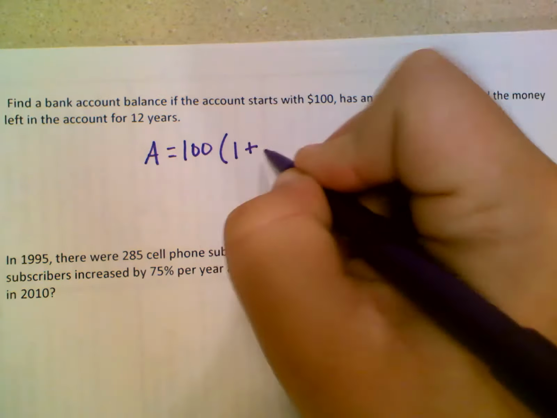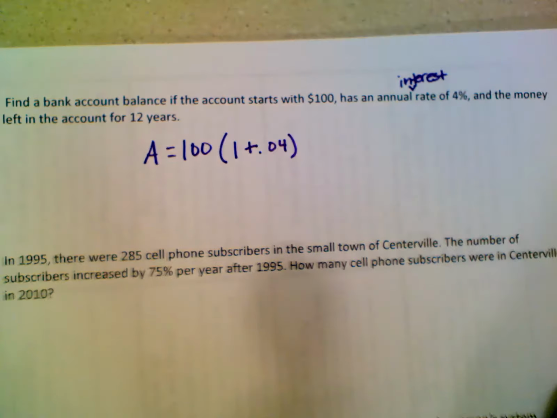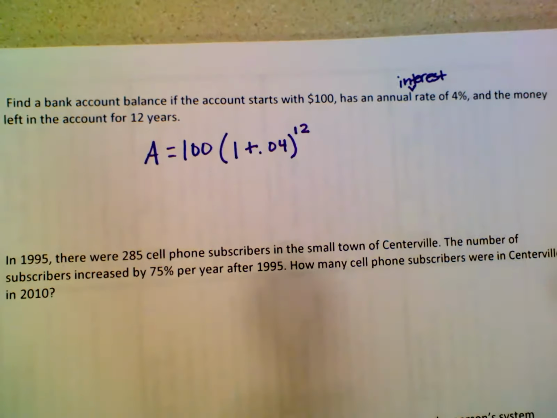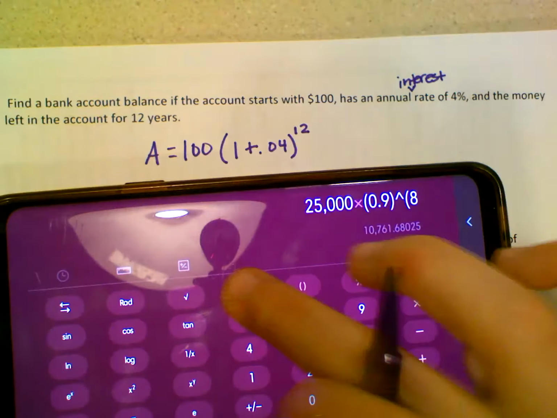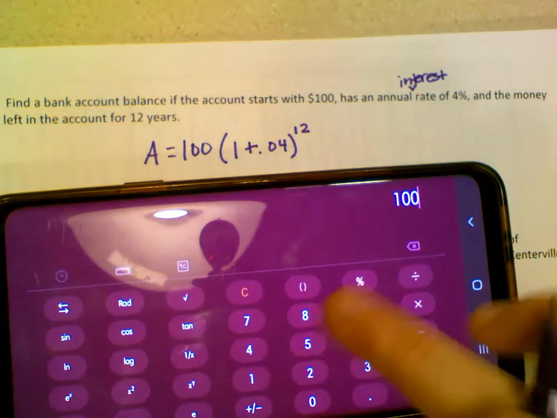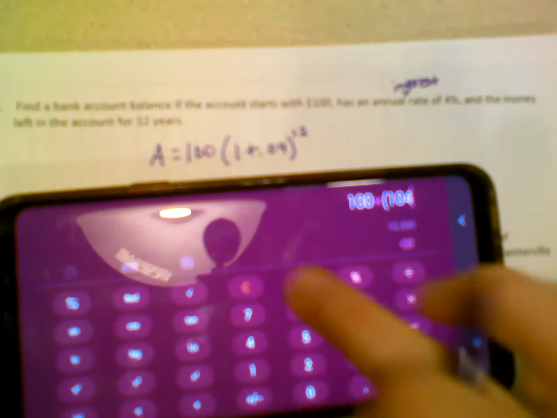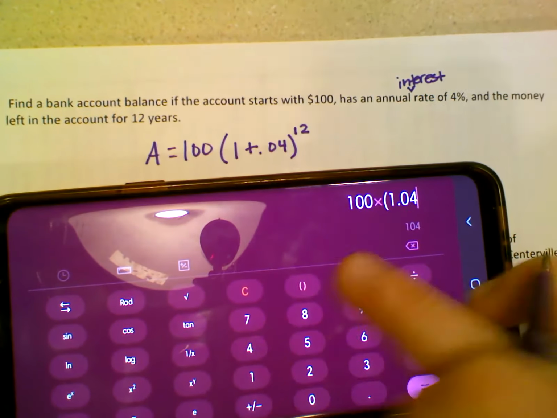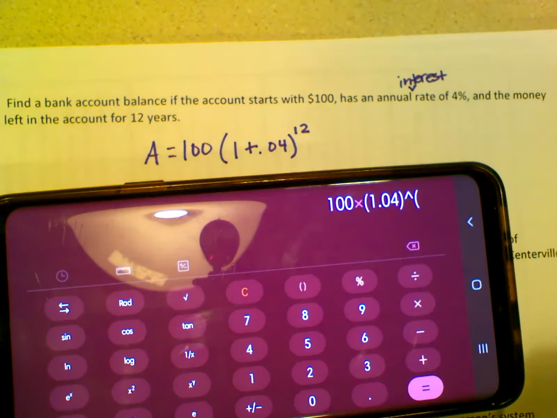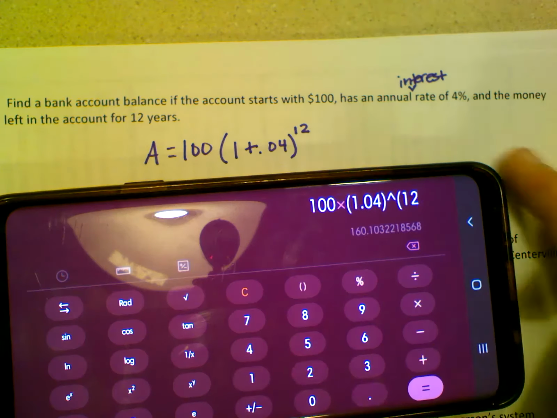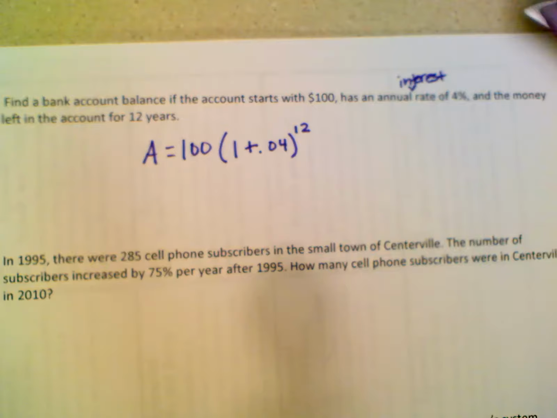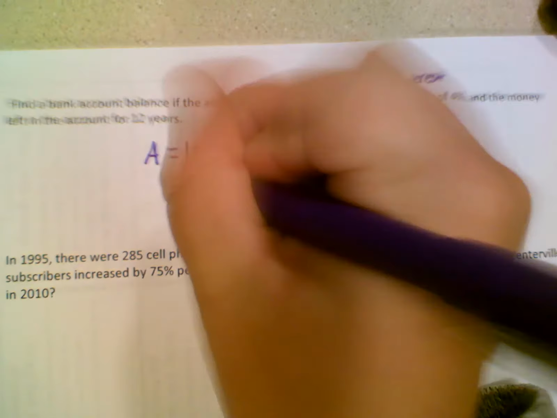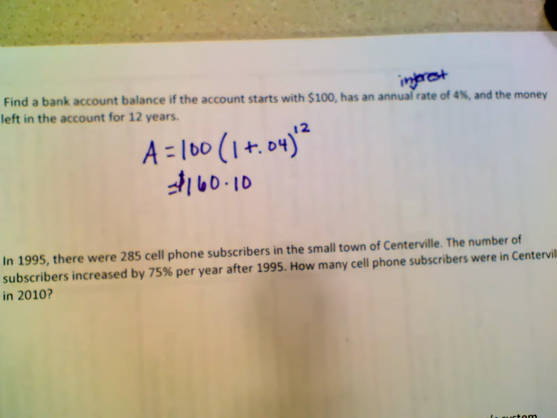So this is going to be a plus 0.04 because we're going to be adding money into this account, the interest, and that is for 12 years. So on our calculator, we can go ahead and calculate this. 100 parentheses, that's 1.04. Forgot my decimal. To the power of 12 years. $160. And then because we are talking about money, 2 decimal points. Anytime you're talking about money, round to 2 decimal points.